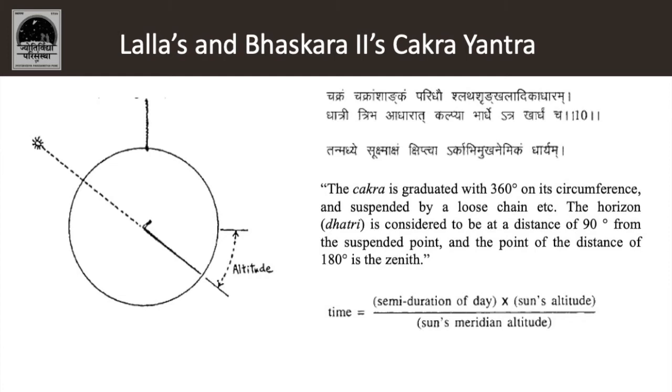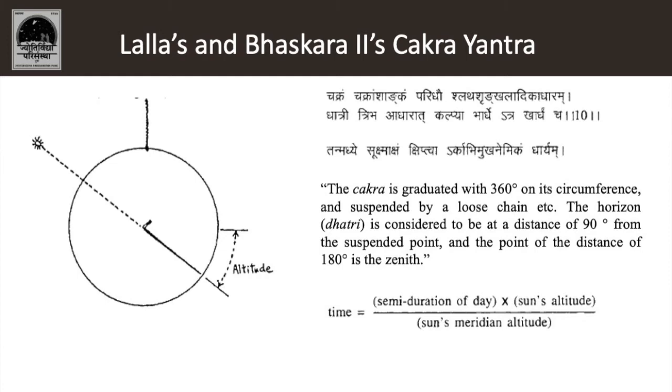So in order to calculate the time of the day, that is simply equal to the semi-duration of the day, which means d by 2. Semi-duration simply means half the duration of the day, from 6 a.m. to 6 p.m., because 6 a.m. is considered to be standard sunrise and 6 p.m. is considered to be standard sunset, into the sun's altitude. So depending on at what position you are taking the observation, the altitude is going to change, and hence the time will change, divided by the sun's meridian altitude.